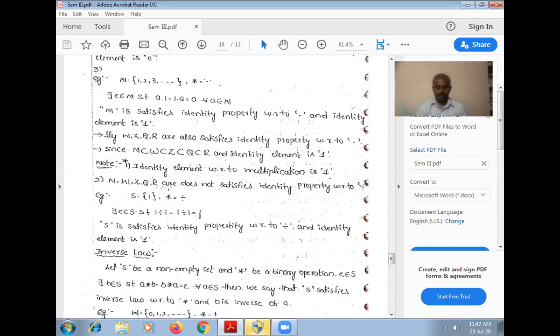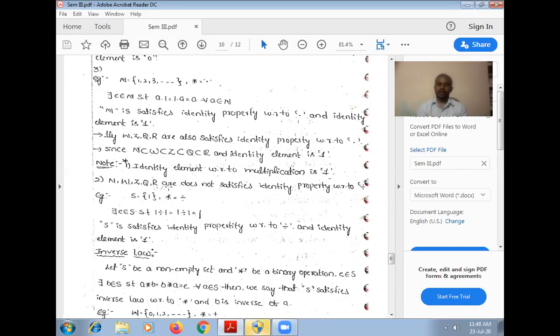So most important point here, the identity element with respect to addition is always 0, and the identity element with respect to multiplication is always 1. Because if you add 0 to any element, we get the same element. Therefore we call 0 the additive identity. You can add any element with 0, we get the same element. A plus 0 equals 0 plus A equals A.